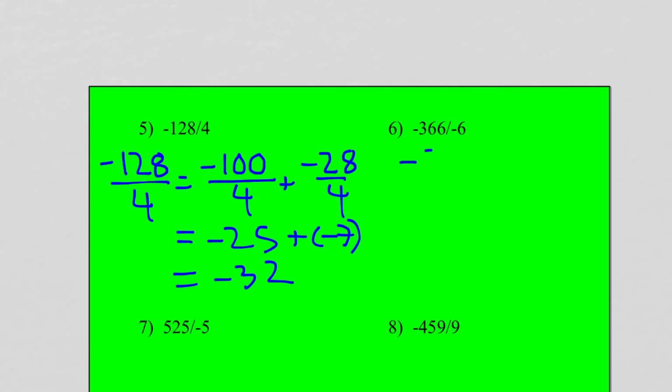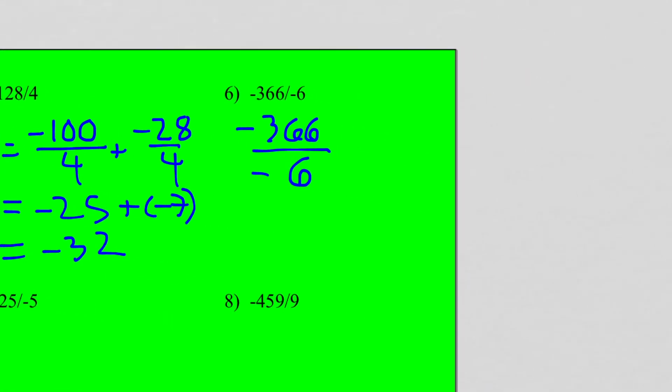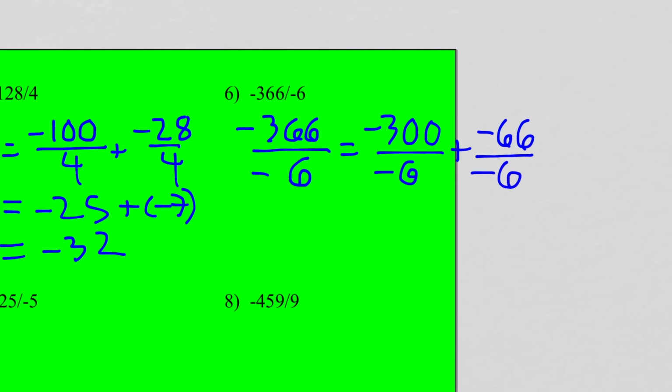So same thing here, negative 366 divided by negative 6. Well, my first thought is you could do negative 300 divided by negative 6 plus negative 66 divided by negative 6. This would be 30 divided by 6 is 5, so 50. Plus 66 divided by 6 is 11. The signs are the same, so it's positive 61.